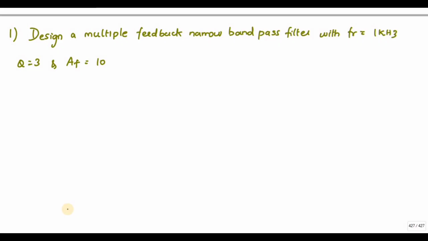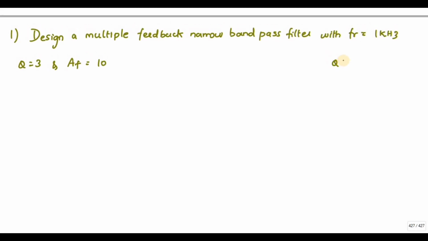In this video, we are going to see one problem on narrow band pass filter. The question is: design a multiple feedback narrow band pass filter with resonant frequency FR equal to 1 kilohertz, Q value equal to 3, and gain AF equal to 10. Though for the narrow band pass filter, Q value must be greater than 10. So the question is given like this.